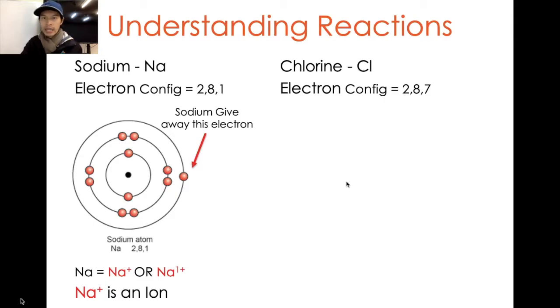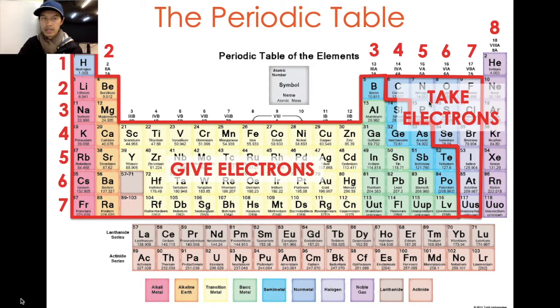Now, chlorine, on the other hand, if we take a look at chlorine, chlorine has a chemical symbol of Cl, an electron configuration of 2, 8, 7, and chlorine sits, so that was Na, chlorine sits down here.